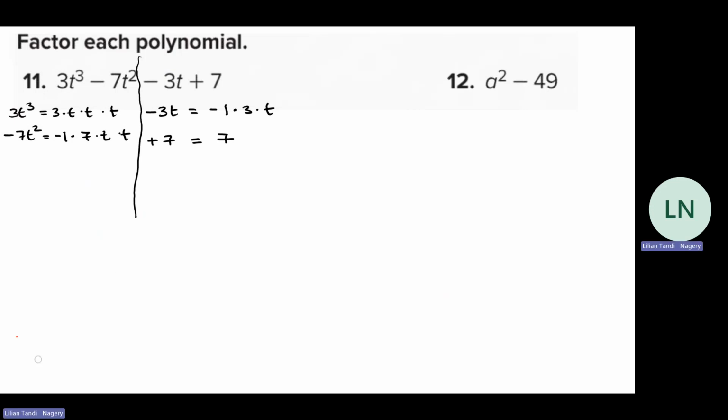Then what do we do? You find your GCF. This goes and this goes. Okay, so then we have here GCF is t times t, which is t squared. And then you write it t squared bracket 3t minus 7. Okay, then we do here. There was no common factor, so we will write here GCF is 1. So you're going to write 1 here in the bracket.